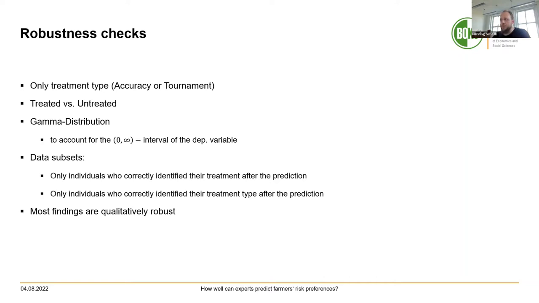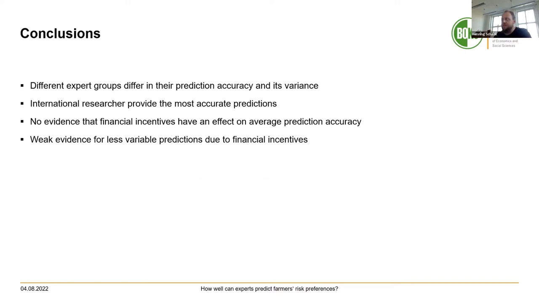Maybe on top of that, there are differences between the expert groups, as you saw by the asterisks in model two. Mainly, the most important one, the international researchers provide the most accurate predictions. So the average prediction is the best. But if you look at that more carefully in the paper, you also find that they are a bit more biased. Again, no evidence that financial incentives have an effect on the average prediction accuracy, and weak evidence for less variable predictions due to the financial incentives.